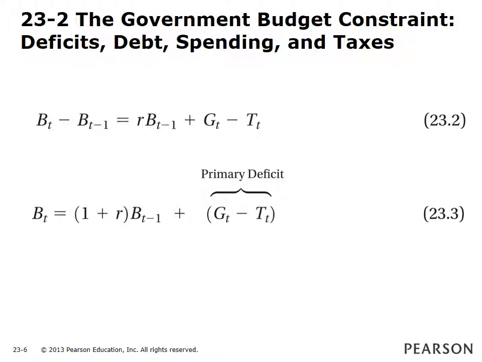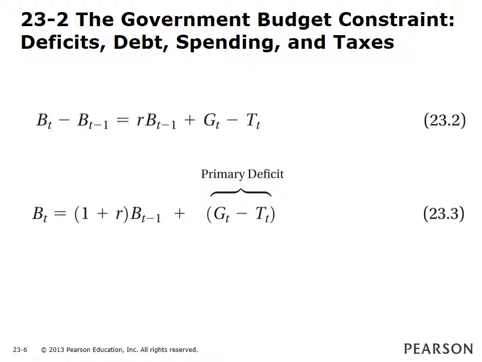The government budget constraint given by equation 23.2 simply states that the change in government debt during a given year T is equal to the deficit during year T. If the government runs a deficit, government debt increases. If the government runs a surplus, government debt decreases. The government budget constraint links the change in government debt to the initial level of debt, which affects interest payments, and to current government spending and taxes.